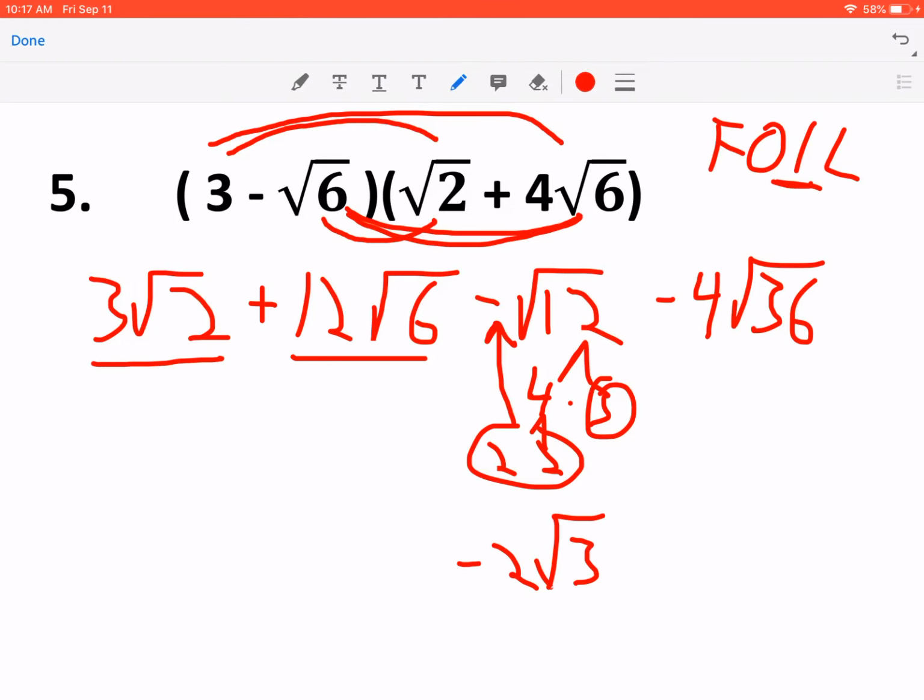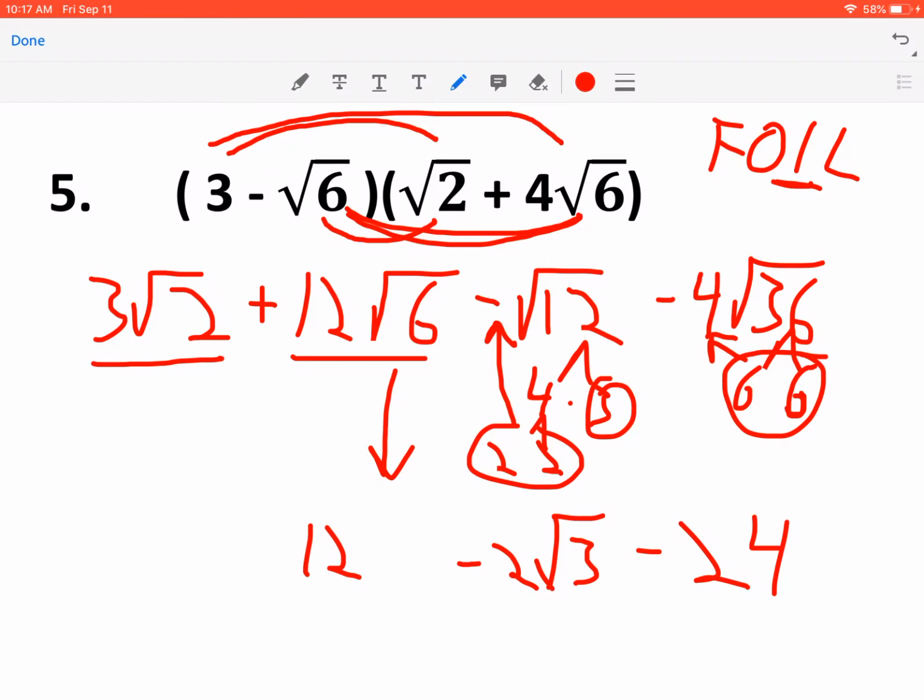And again, 36 is just a perfect square. It's a pair of 6's. So who does the 6 join? The minus 4. So 6 times negative 4 is minus 24. You didn't touch this, so bring it down. And you didn't touch this, so bring it down. Bring down this plus sign.